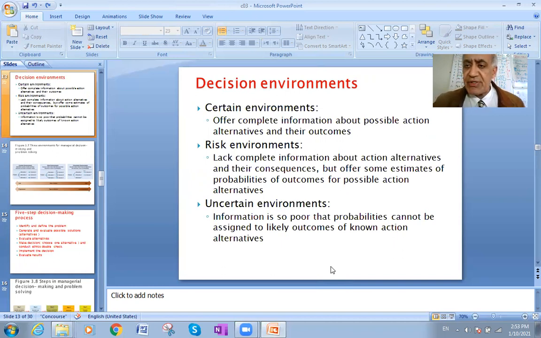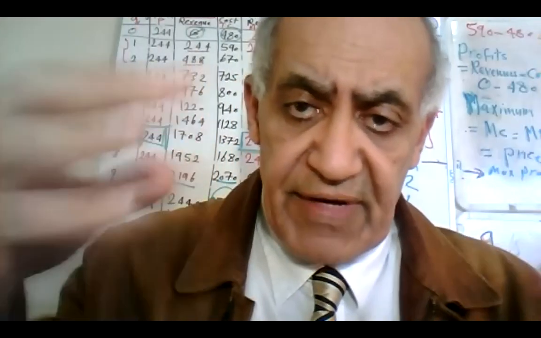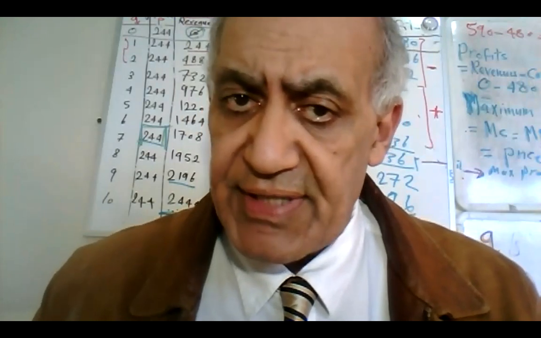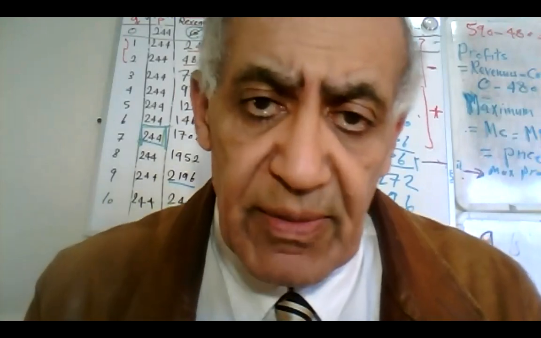We have three types of environment. We have the certain environment, we call it certainty, and we have the risk environment, and we have the uncertain environment. The certain and the uncertain are very far from each other, and in between them is the risk. So we have certain on one side, the uncertain on the other side, and the risk is between them. Those are the environments of decision making.